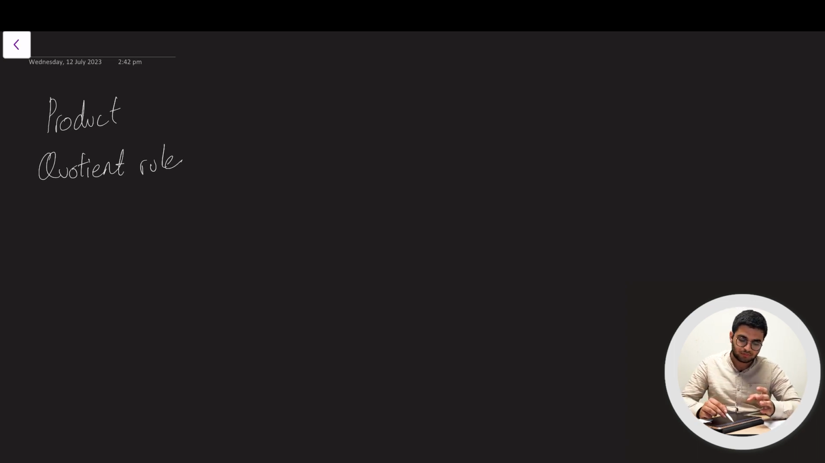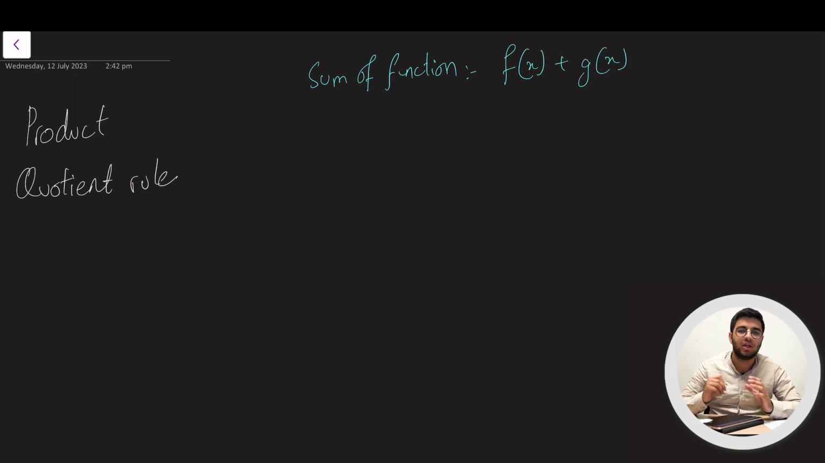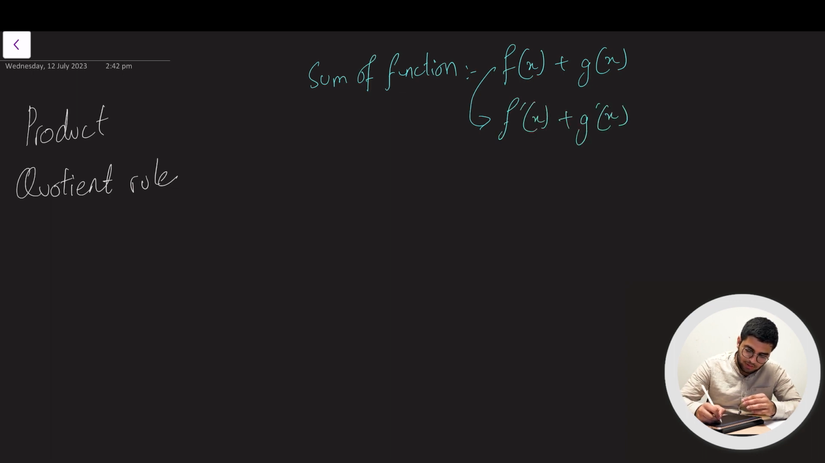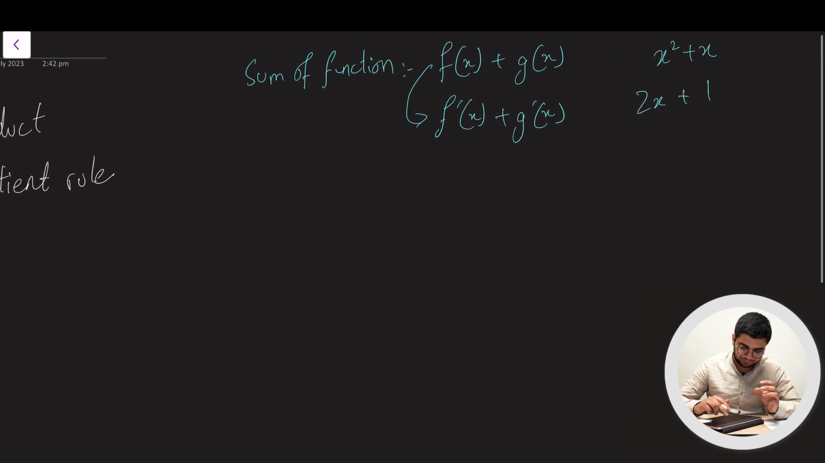Now let's go over what we have already learned in this course. We know how to find the derivative of sums of functions. If we have this sort of function, we can derive each function independently, and we get f dash of x plus g dash of x. An example is x squared plus x. We can derive both the values individually: 2x plus 1. Simple.